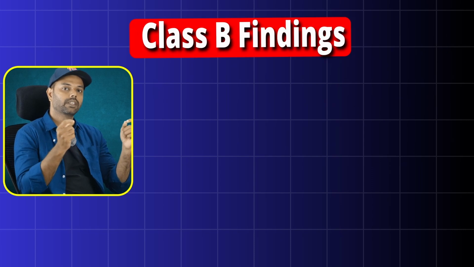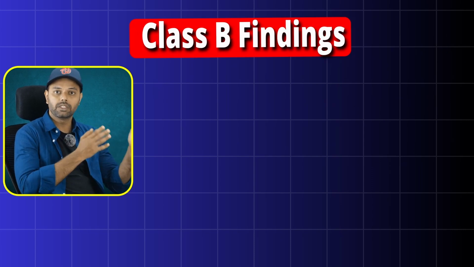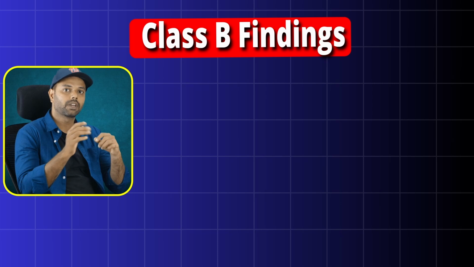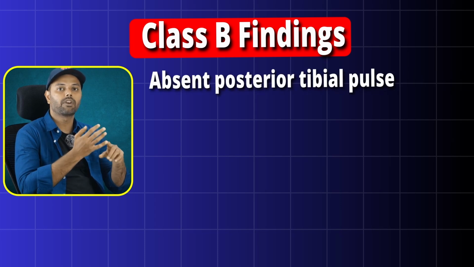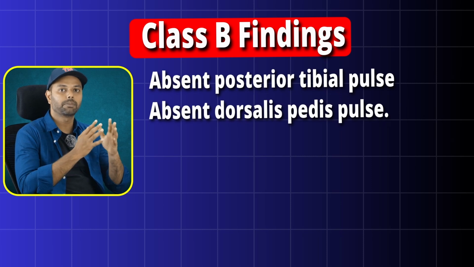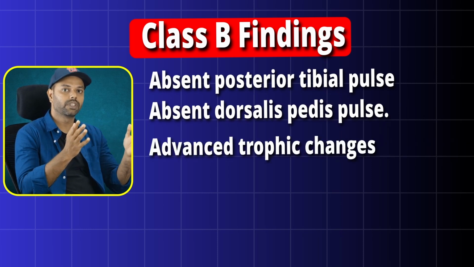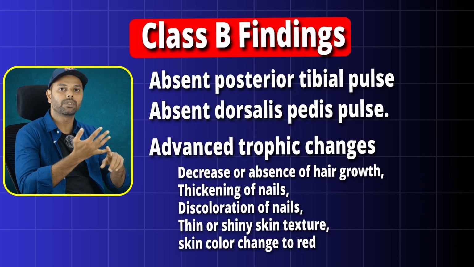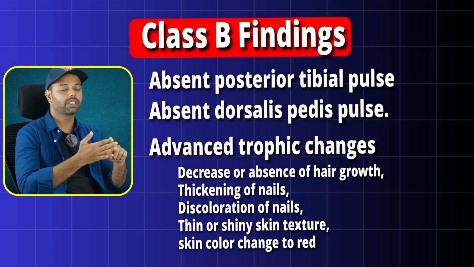Let's see what Class B findings are. These are all the things that come under Class B findings: absence of posterior tibial pulse, absence of dorsalis pedis pulse, advanced trophic changes like decrease or absence of hair growth, thickening of nails, discoloration of nails, thin or shiny skin texture, and skin color change to red.